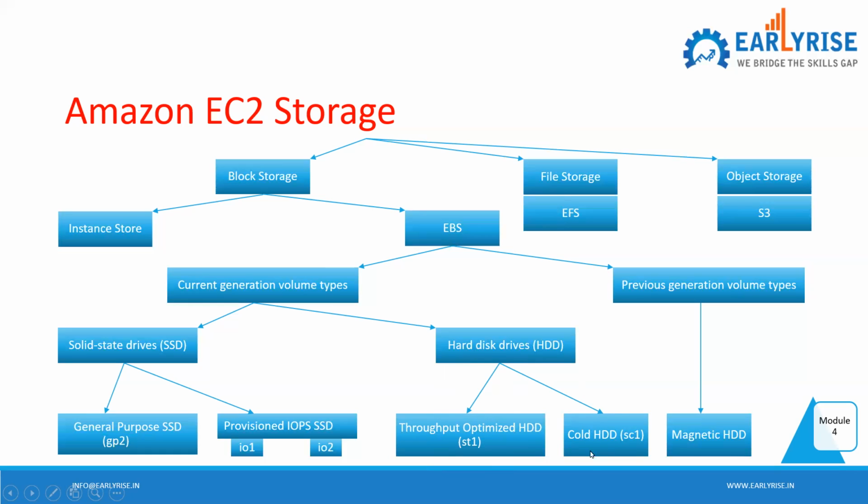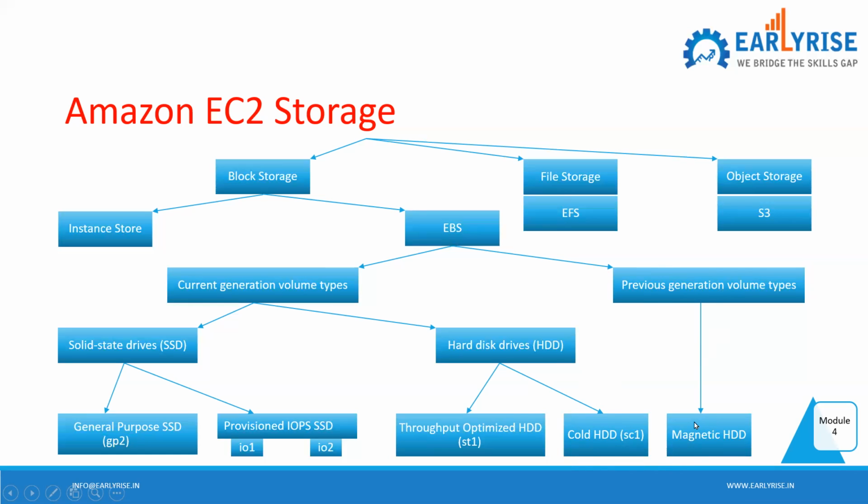Now this cold HDD, the name itself is cold. Cold means dead, right? So this will be the lowest, very cheap as compared to the others. This is for when you don't want to access the data often. You want to keep it, and only sometimes access it, and you want a very cheap solution. So cold HDD will be cheaper. The IO per second, how much input output is possible per second, will be less, something like 250.